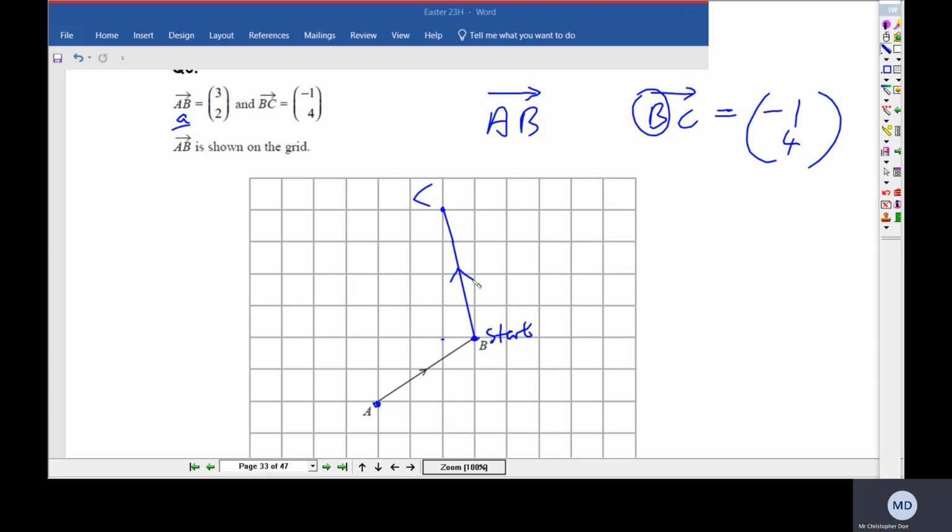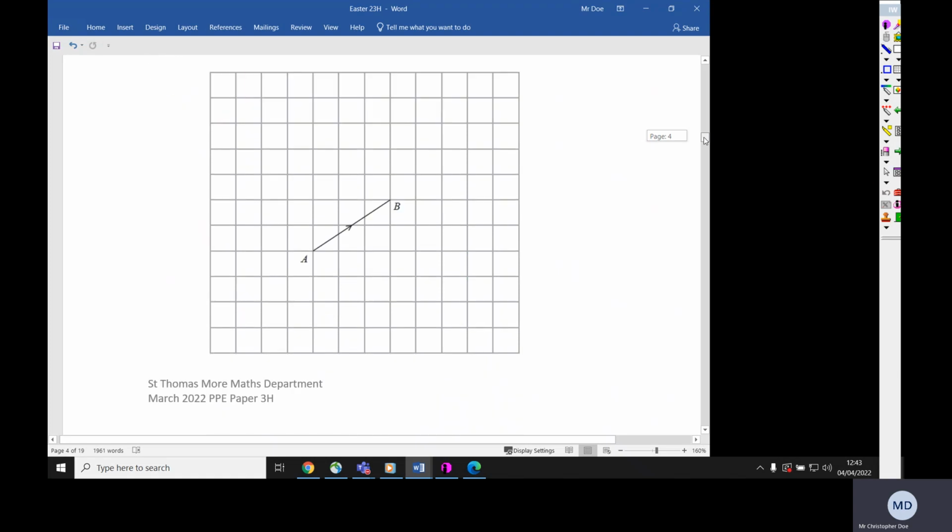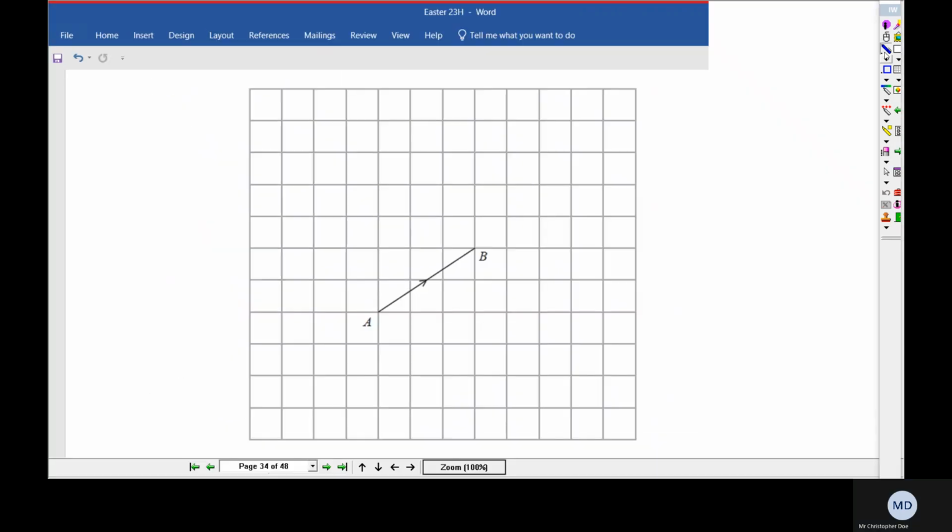Right, now, on the grid, mark with a cross point D. AD equals AB minus BC. Oh, this is confusing. AB minus BC. I need a bit more space, I think. Let's make this a little bit bigger. Right, I'll draw it on again. Was it minus 1, 4? There. Right, okay. Here is AB.